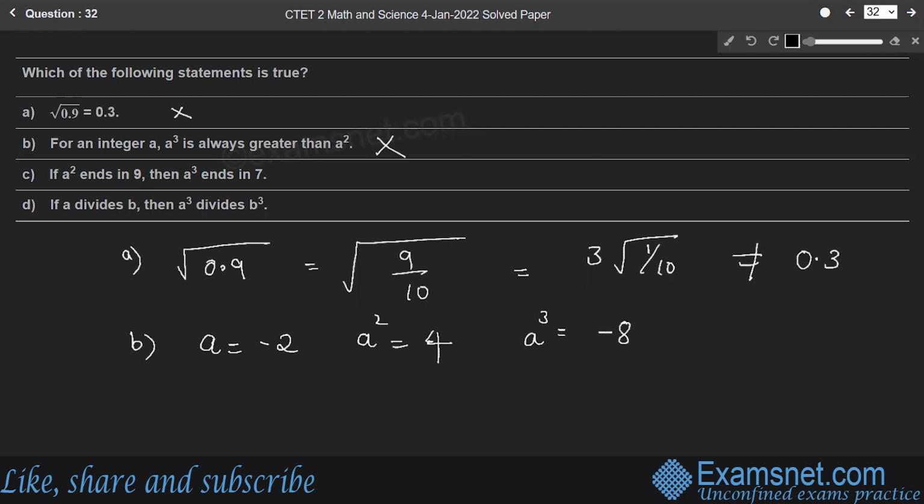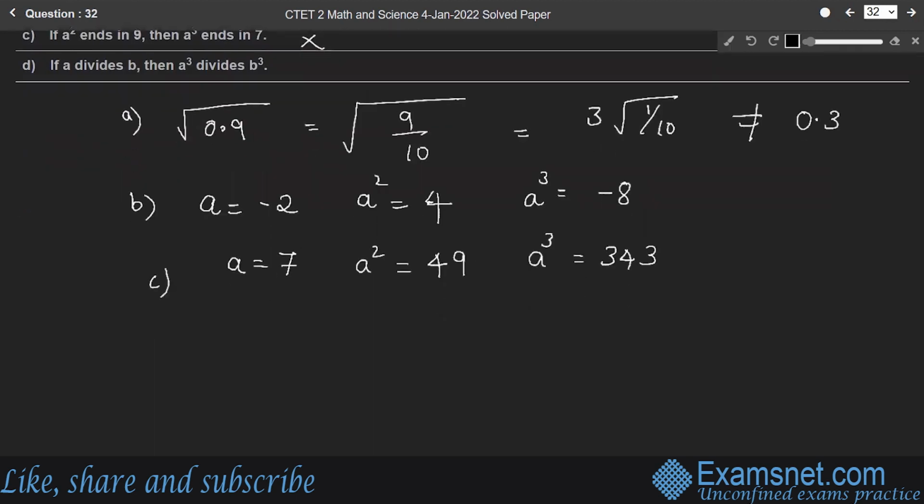Option C. If a square ends in 9, then a cube ends in 7. If a square ends in 9, say for example, let a be 7, a square is equal to 49, a cube becomes 343. So a cube ends in 7, which is not correct. In some cases, say for example, if a is equal to 3, a square becomes 9, a cube becomes 27, ends in 7, right? Not in all the cases.